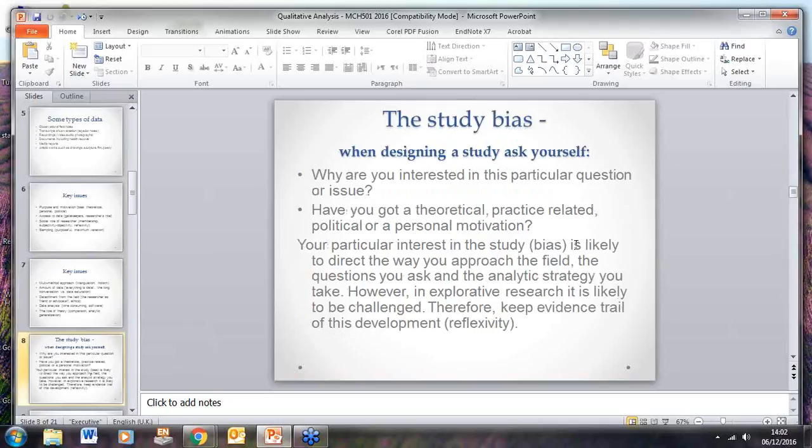So when we're looking at designing a study or looking at the studies that we're reading, why is this particular question of interest? And actually, when you start your narrative review, that's how you're going to do your introduction. Why is this particular issue of interest to you? Why is it particularly pertinent? Have you got a theoretical or practice-related or personal motivation or political question to answer here? Why is this particular subject area that you're writing about for your narrative review significant to you and your practice? But that's also one of the questions that you'll ask yourself if you're undertaking a piece of research.